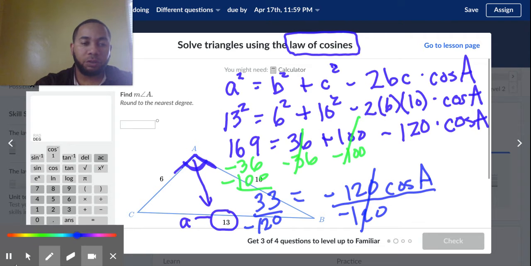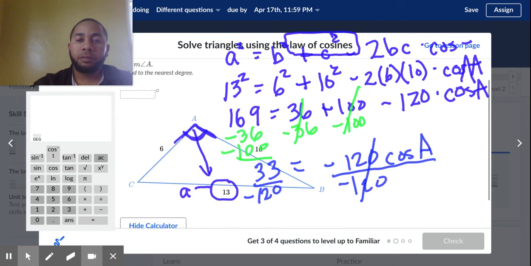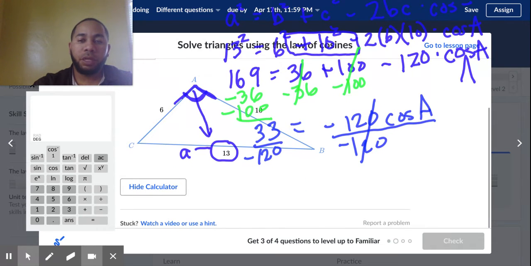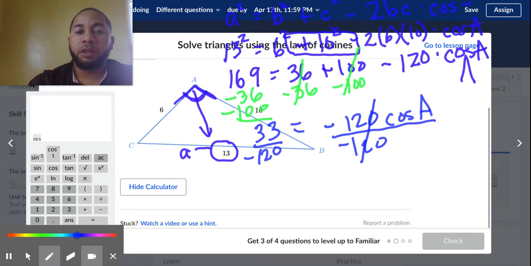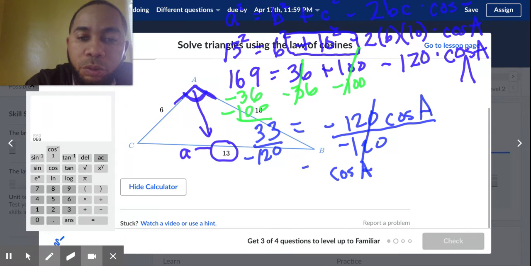Okay, so I'm going to scroll down so I get a little bit more room because I'm not quite done with the problem. Okay, let's scroll down. Got a little bit more room. There we go. Now we're almost there because what we have now is that the cosine of angle A equals 33 over negative 120.